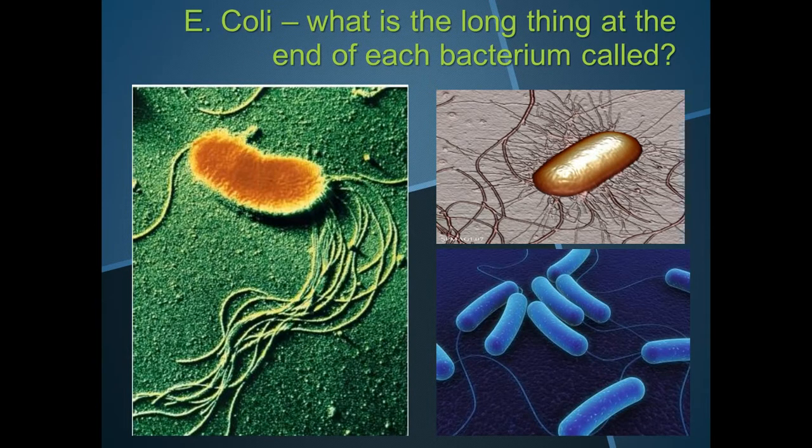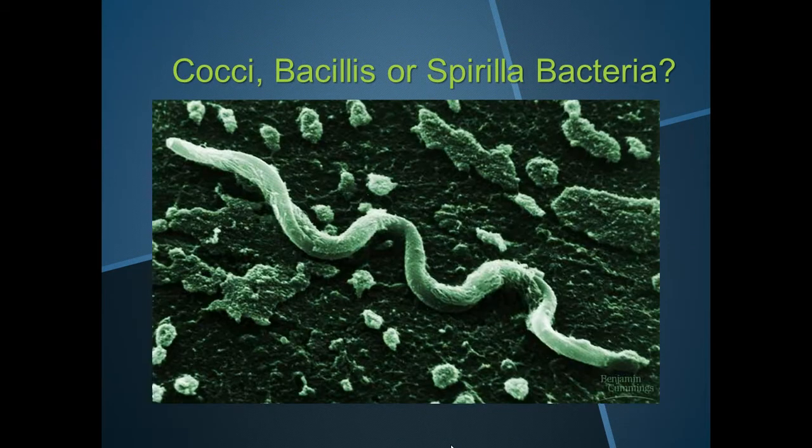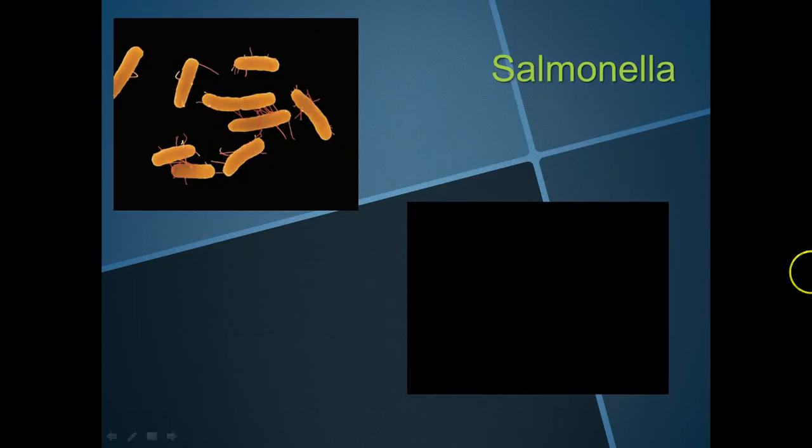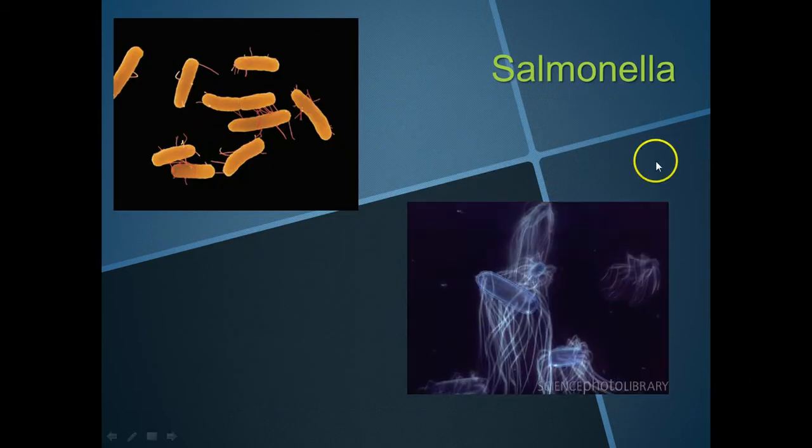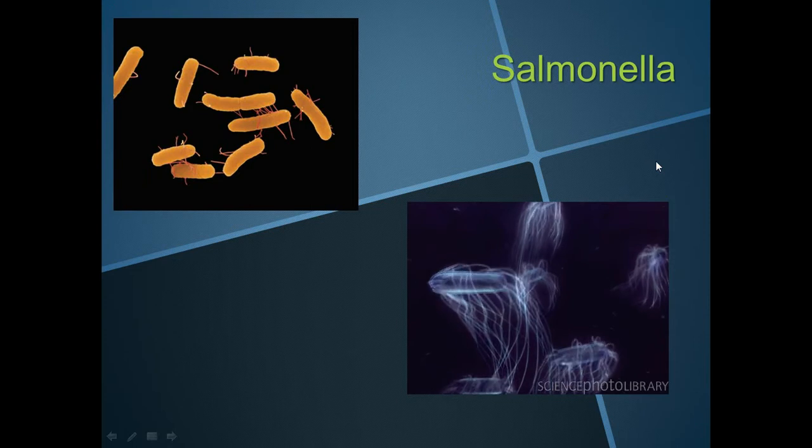E. coli. Before we move on, what is the long thing at the end of each bacterium called? One of these, or these, or these. Is this bacteria cocci, bacillus, or spirilla? And Salmonella. Here's an animation of Salmonella swimming.